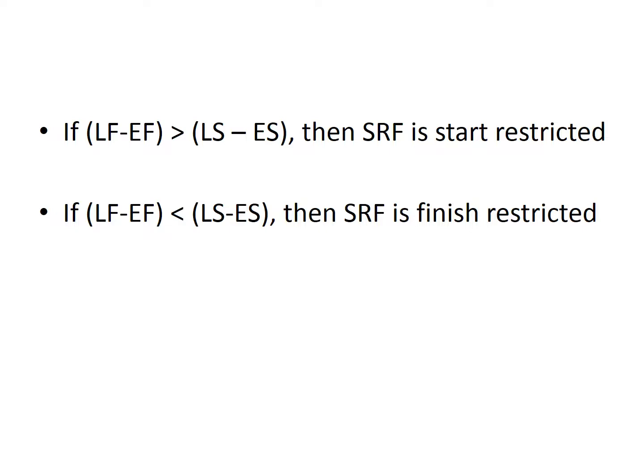And many of the examples, you can apply these to many of the examples of precedence networks in the book in chapter 5. So if you wanted to just take a single activity and run through all these calculations, you should be able to determine what's start and finish restricted.